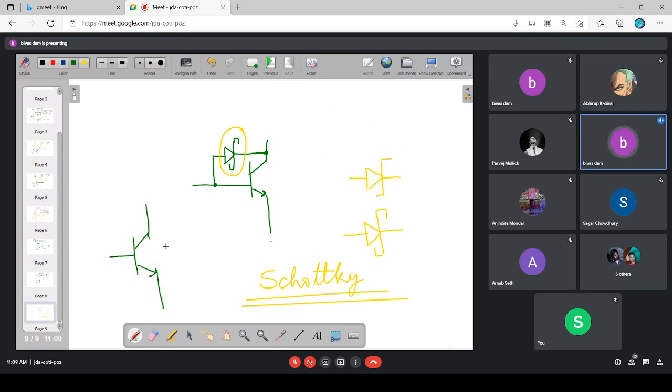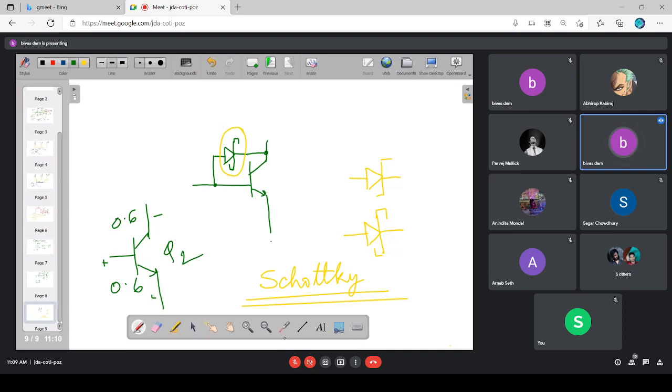This is, say, any particular Q2. If this is forward biased, that means this will be plus minus around 0.6 and this will be plus minus around 0.6. So truly speaking, this VC will be around 0.4. Fine. That means this will be less forward biased as compared to the base emitter junction.